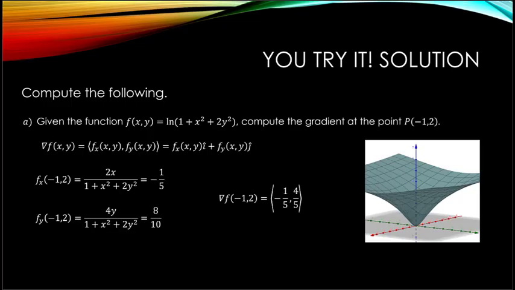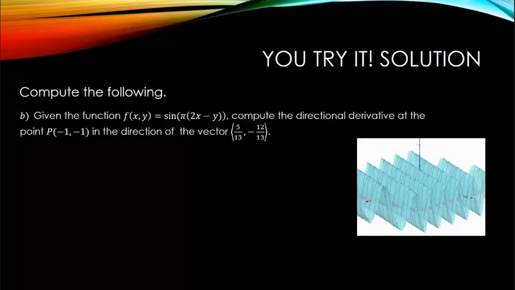so that the gradient vector of f evaluated at -1, 2 is the vector with components -1/5 and 4/5. Now I'm given the function f of x y is equal to sine of pi times the quantity 2x minus y, and I want to compute the directional derivative at the point P with the coordinates -1, -1 in the direction of a vector with the components 5/13 and -12/13. The graph of this surface is an oscillating surface that resembles a folded fan.